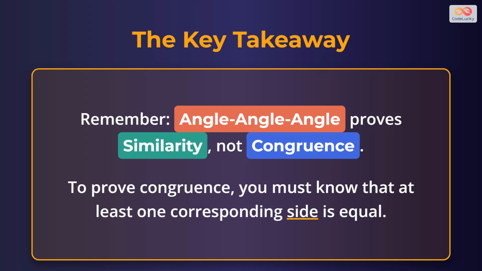If there's one thing to remember from this, it's this. Angle-angle-angle proves similarity, not congruence. To prove that two triangles are identical in size and shape, you must have information about at least one of their corresponding sides.